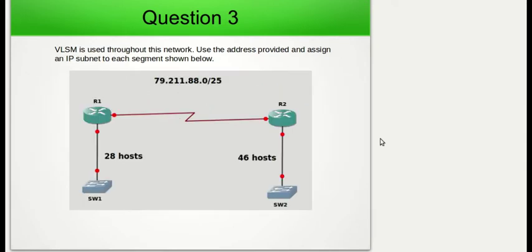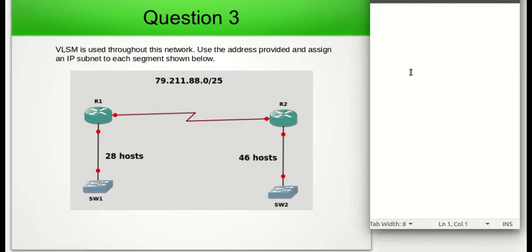So question 3. VLSM is used throughout this network again. Use the addresses provided to us and assign an IP subnet to each segment shown below. So again, pause the video, try and work through this yourself. Then once you've finished, play the video, and then I'll show you how I work through this question. So welcome back. I've assumed that you've had a go at the question. Now I'm going to go through the process that I would follow in order to solve this question.